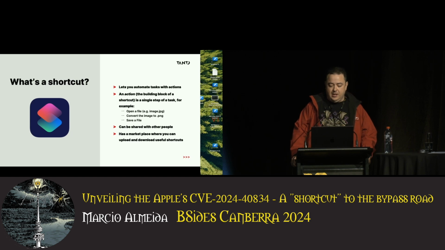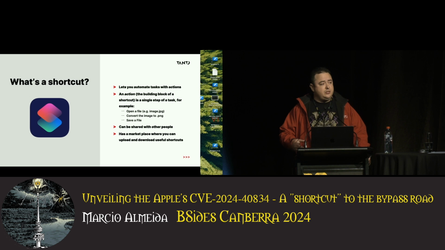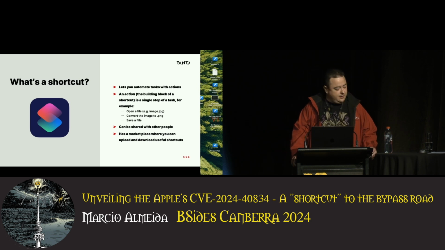So what is Shortcuts? It's basically an application that's the continuation of the Automator tool. I think Apple still has Automator, but Shortcuts lets you automate tasks with actions. Let's say you want to transform a JPEG into a PNG. You can do that with actions: one action would be to open the file, another would be to convert the file, and another would be to save that file to disk. After that, you can share your shortcuts with people.